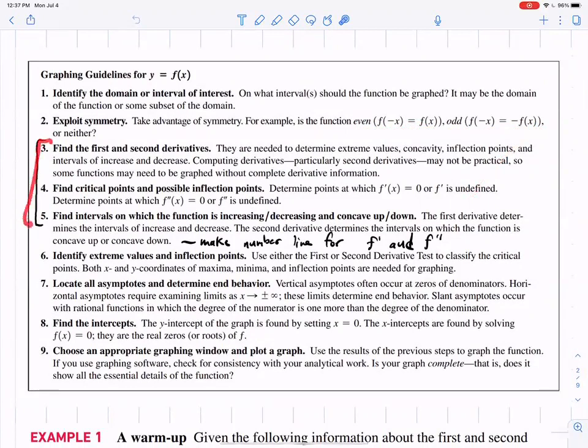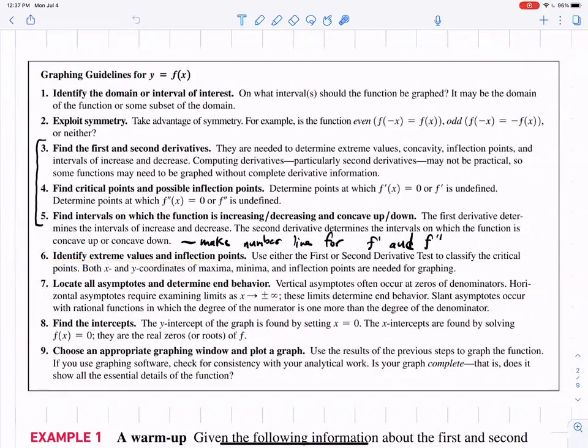This is the real crux of what we're going to do here, 3, 4, and 5. The idea is we're going to make a number line for f prime and f double prime. That number line for f prime and f double prime will really give us all the information we need. It will tell us when it's increasing, decreasing, and when it's concave up and concave down. The other things are not as important, but identifying extreme values and inflection points.